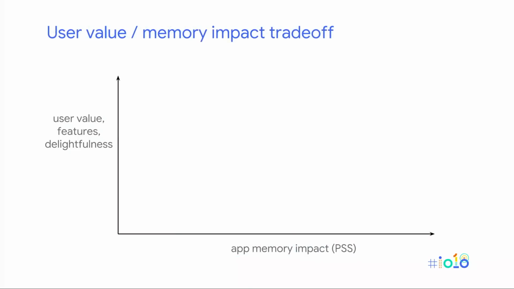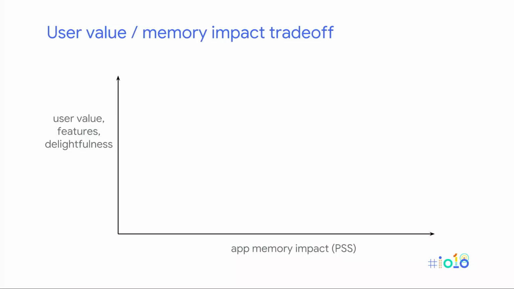Okay. Now, let's say you do this, you figure out what the PSS of your application is. There's a very interesting question to ask. How much memory should your application be using? Because, you know, I said earlier, if we use a lot of memory, that's bad because low memory killer kicks in, but we're actually using memory for a reason. We're using it to provide features, to provide user value, to provide, you know, delightfulness. Everything that makes our app great is going to be taking up memory. So we have this trade-off between user value and memory.